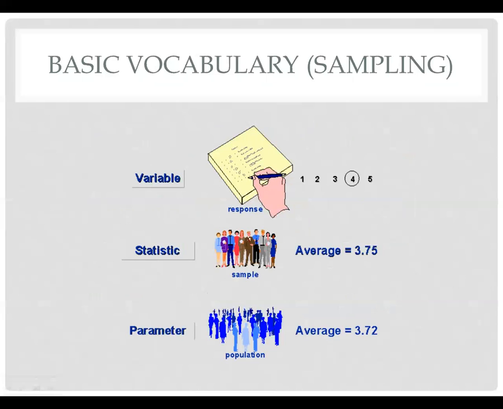So in terms of the statistical part of sampling design, you have a variable, and that's the actual response that whoever participates in your study has, so the individual response. You have your statistic, which is what happens when you do your analysis based on your sample. And then you have your parameter. The parameter is what statistics you would have gotten if you had actually sampled the entire population, which is rare. So usually you talk about a statistic based on a sample and not the parameter.